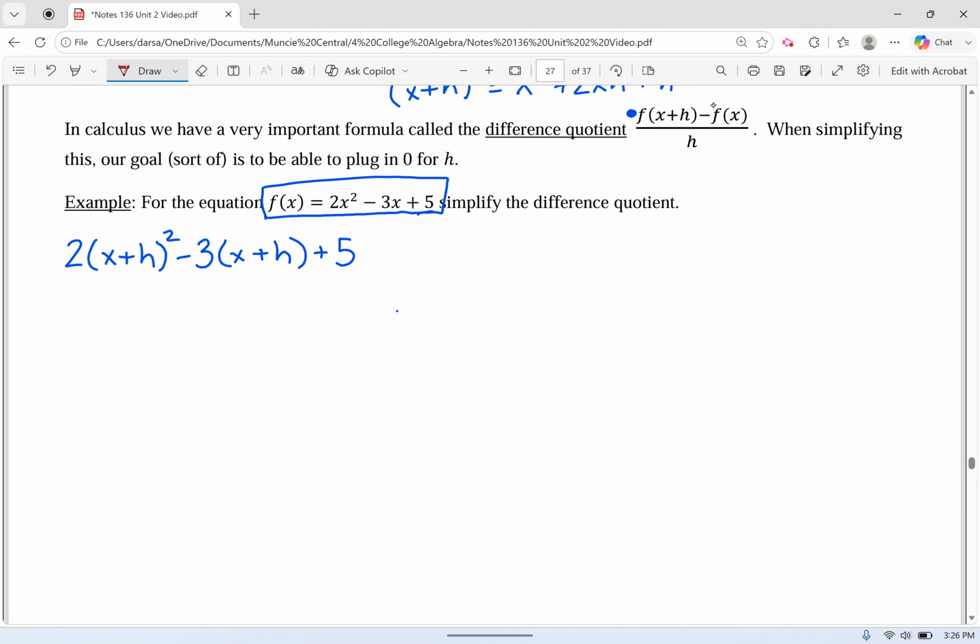Now, it says here we need to subtract f of x. Well, what is f of x? This is f of x. That's the function f of x, right? So we're going to subtract that whole thing. Now, big important moment. You need to put this f of x in parentheses because we want to subtract all of it, not just the first bit. So we're going to write 2x squared minus 3x plus 5 in parentheses, so we make sure we subtract the whole thing, not just the first term.